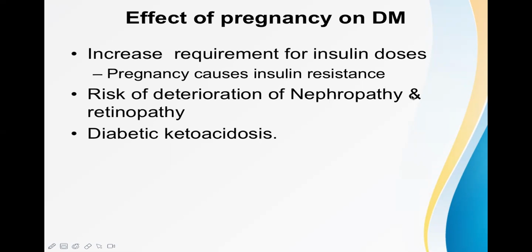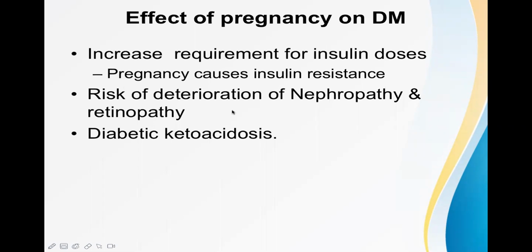Now, what are the effects of pregnancy on diabetes mellitus? So what is happening? See this. It increases the requirement for insulin doses. So pregnancy causes an insulin resistant state. That's what I just explained to you. So that's why it is considered as a type or part of type 2 diabetes. And type 2 diabetes is all about insulin resistance. So what is the meaning here? We may need to give more amount of insulin to control the gestational diabetes.